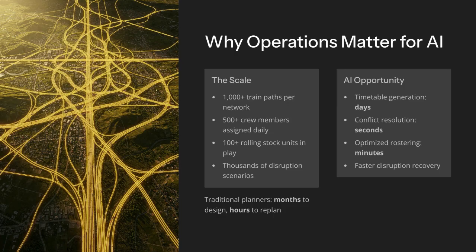And then, because nothing ever goes entirely to plan, you've got hundreds of disruptions every year. Signal failures, severe weather, rolling stock breakdowns, crew sickness, each one triggering a replanning exercise under pressure in real time. Now, traditionally, how has the industry handled this? A team of experienced planners would spend weeks, sometimes months, designing the annual timetable, testing it manually, running basic simulations, iterating. It's skilled, painstaking work.